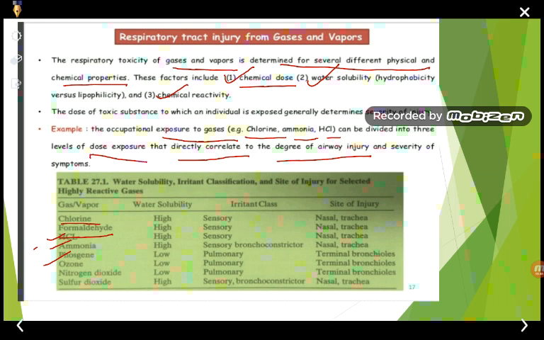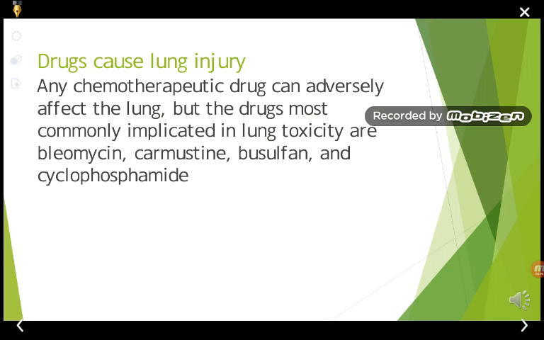Next are ozone, nitrogen dioxide, and sulfur dioxide. These are the different gases which are very dangerous. When a person is exposed to them continuously, they may damage the lungs.